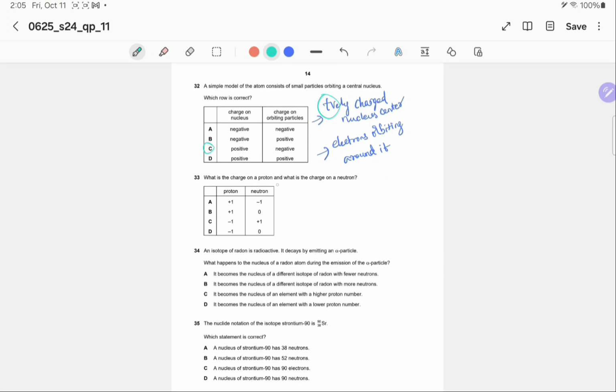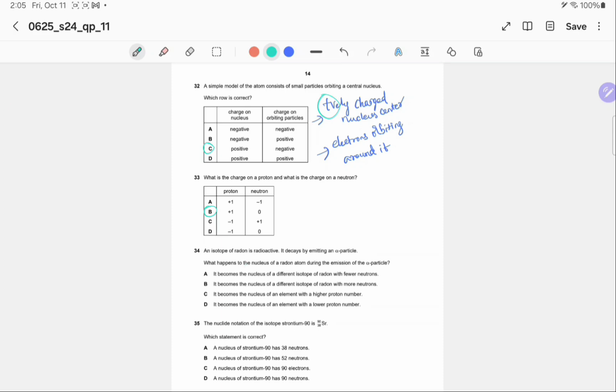What is the charge on a proton and what is the charge on a neutron? So a proton is always positive, +1, whereas a neutron is neither positive nor negative, so it is 0. Okay, this one is the condition.